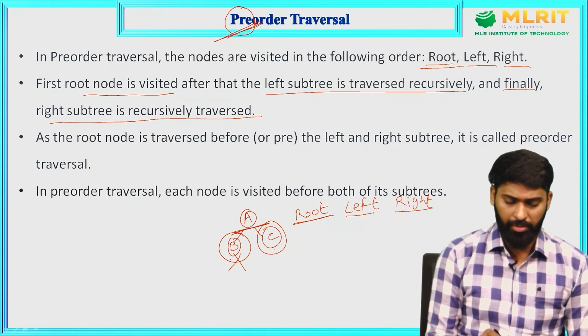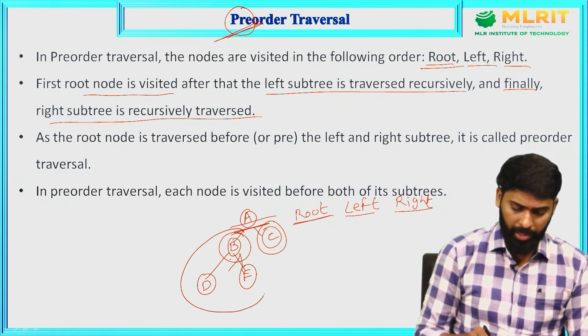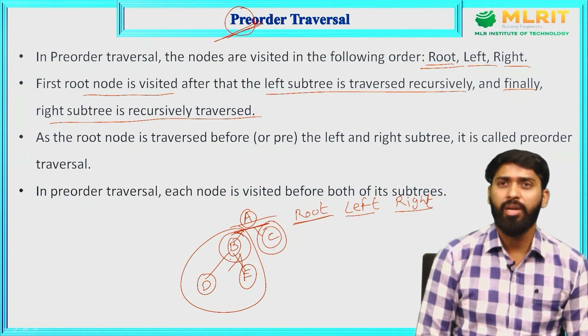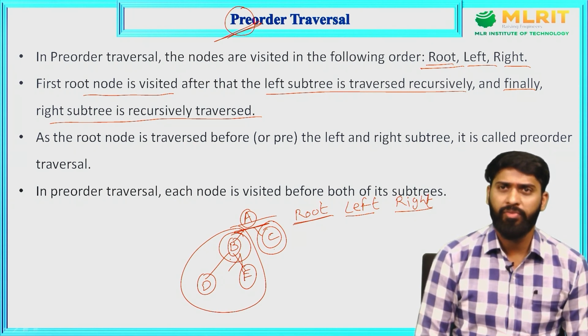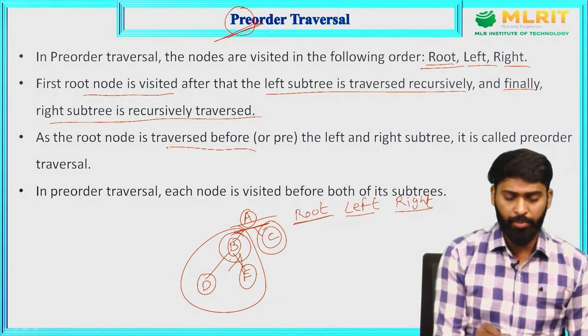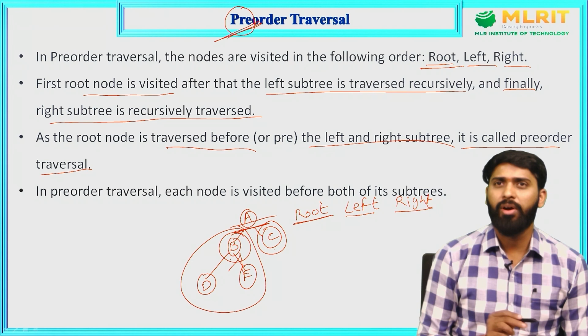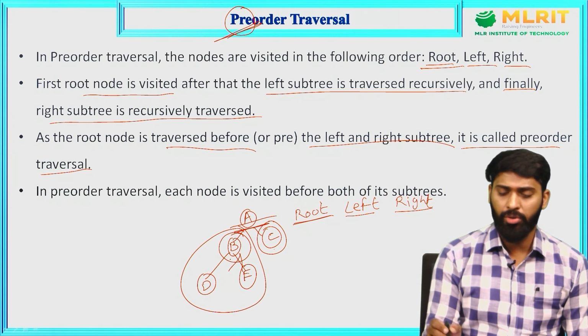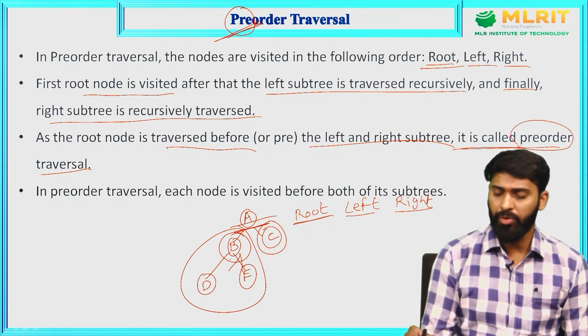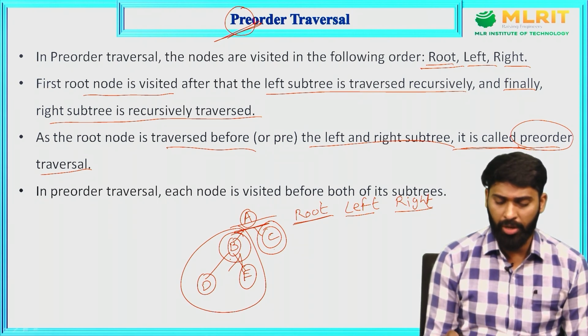Recursively means, consider this D, E. First we visit A, then recursively we first display all the elements in the left subtree. After completion of the left subtree, we move to the right side. As the root node is traversed before the left and right subtrees, it is called pre-order traversal. Why do we call this pre-order traversal? Because first we visit the root node, so we call this traversing method pre-order. In pre-order traversal, each node is visited before both of its subtrees.